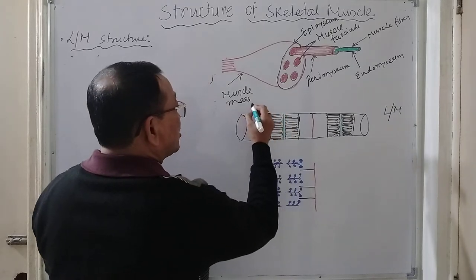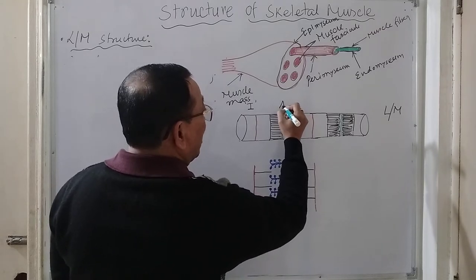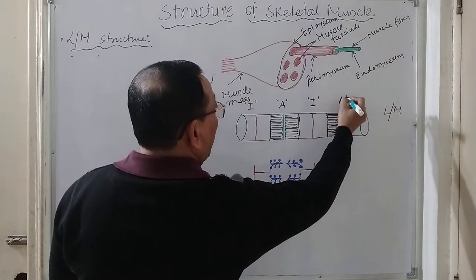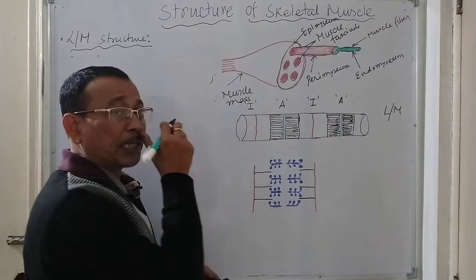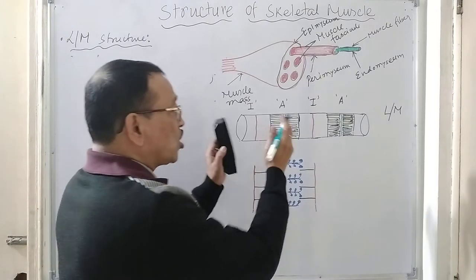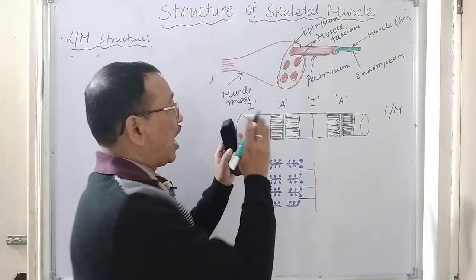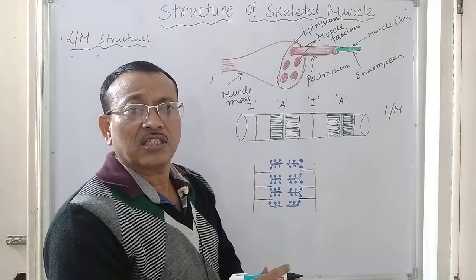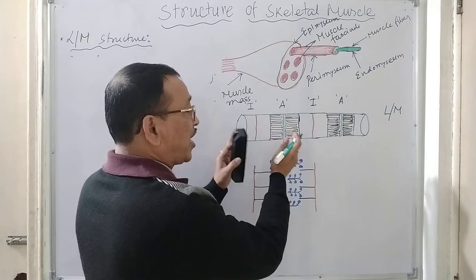This light band is known as the isotropic band or I band, and the dark band is known as the anisotropic band or A band. So there is a consecutive I band or isotropic band, and A band or anisotropic band. So A band is known as the dark band, I band is known as the light band. Because of the presence of this alternate A band or dark band and I band or light band, the striations are seen in the skeletal muscle. So cross striations seen in the skeletal muscle are because of the presence of alternate light bands and dark bands.